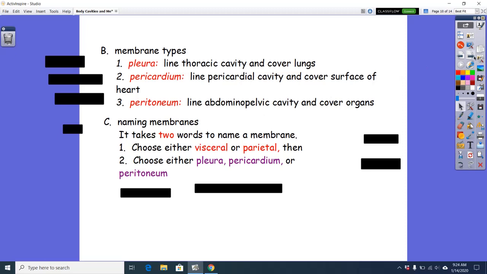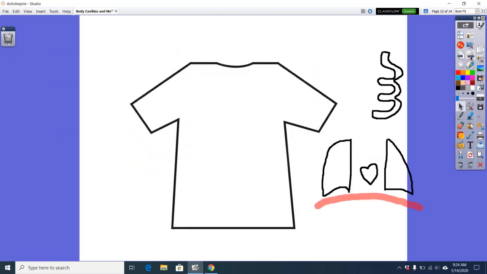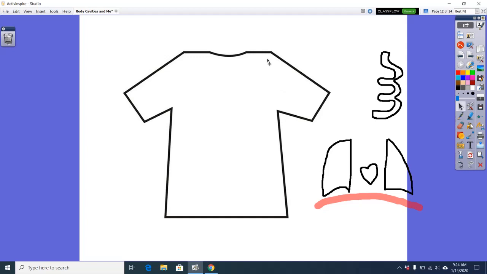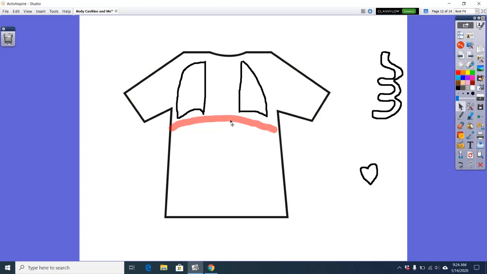Okay, the best way to see it is to draw a picture. What I have is just a little t-shirt, but this is going to represent your front body cavity, or your ventral body cavity. We'll start with separating the ventral body cavity into a superior portion and an inferior portion, and that's done by the diaphragm. So I'm going to draw in a diaphragm, which is just a sheet muscle that separates the thoracic cavity from the abdominopelvic cavity.